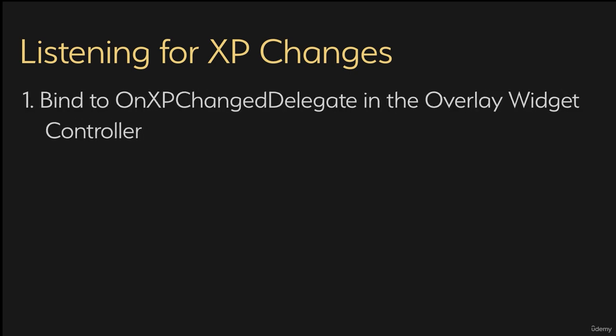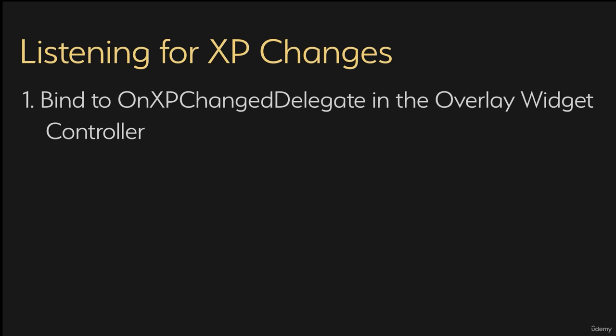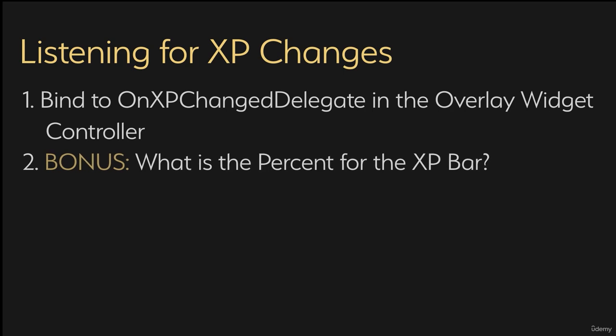I'd like you to bind to that onXP change delegate we created in the player state, and I'd like you to bind to it on the widget controller for the overlay. Why? Because our overlay is going to have an XP bar, so it needs to know when our XP changes. Now, as a bonus, see if you could figure out what that percent will be for the XP bar.